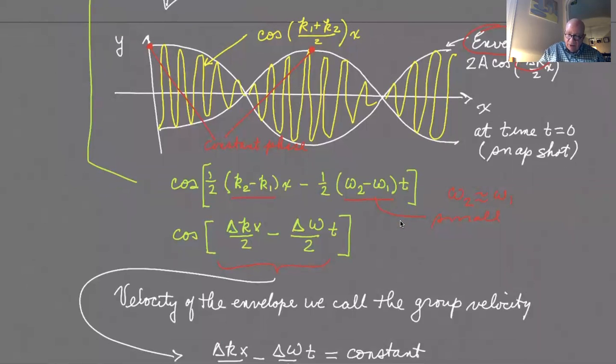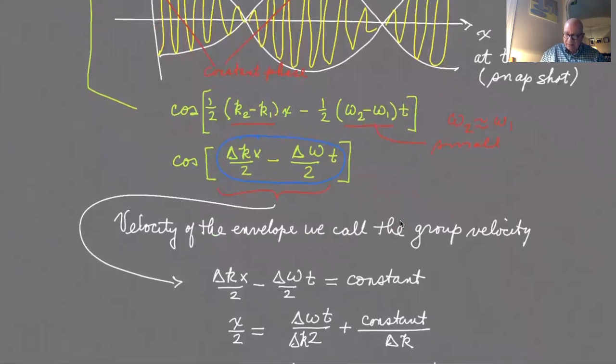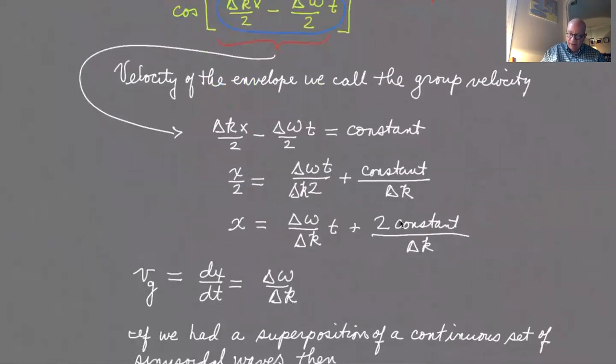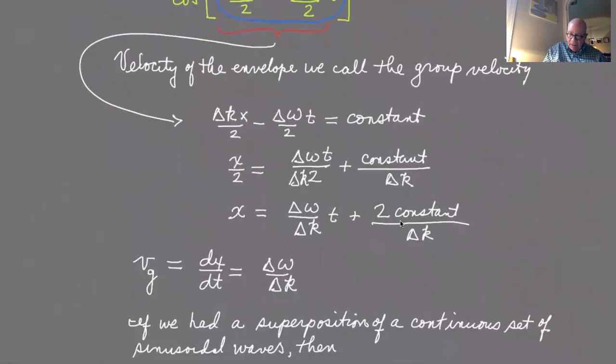Okay, so that allowed us to discuss the velocity of the argument. We talked about that very early on, right? The velocity of the argument could be given as points of constant phase. And so from that we were able to determine a velocity of the envelope, which we called the group velocity.